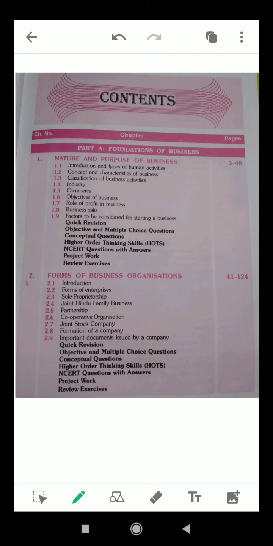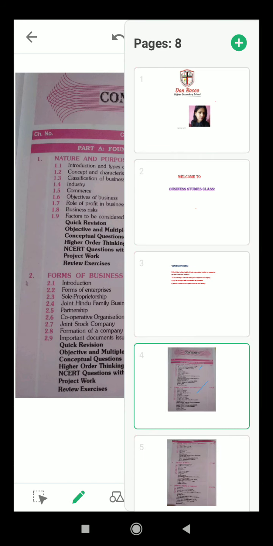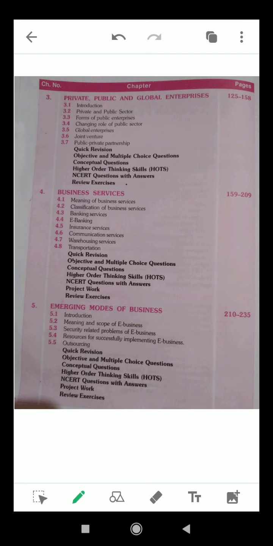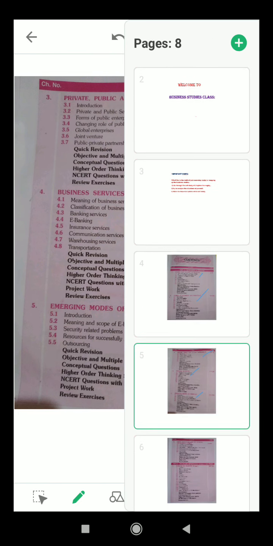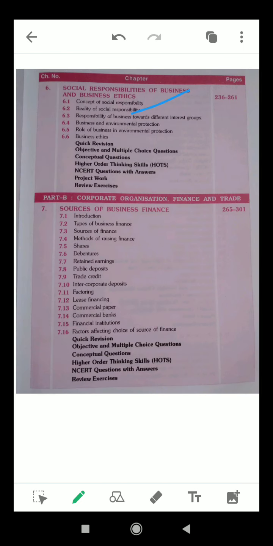Chapter 1 is nature and purpose of business. That means in this chapter we will learn the nature and the purpose of business. Chapter 2 is forms of business organization. That means how a business organization is formed. Chapter 3 is private, public and global enterprises. Chapter 4 is business services. Chapter 5 is emerging modes of business. And chapter 6 is social responsibilities of business and business ethics.